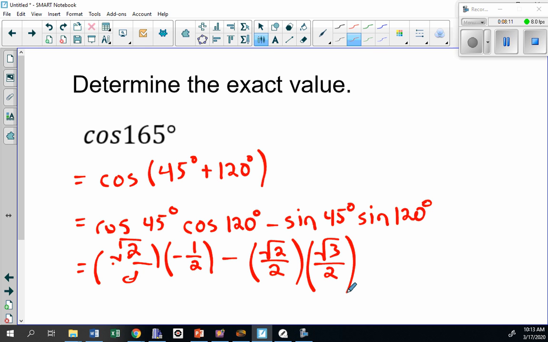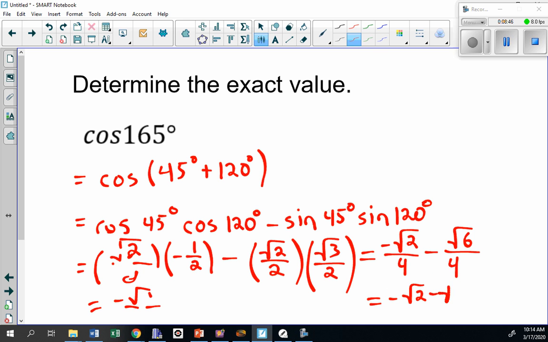So we're going to do the multiplication. Square root of 2 times negative 1 is going to be negative square root of 2. I'm going to have to write this over here. So you get negative square root of 2 over 4. And then, now we do have a subtraction between these. Square root of 2 times square root of 3 is square root of 6. And 2 times 2 is 4. So once again, we have a common denominator. So we should actually make this into one term. So we get negative square root of 2 minus square root of 6 all over 4.